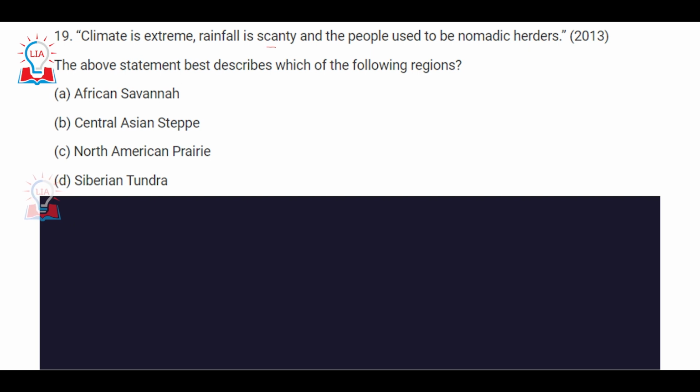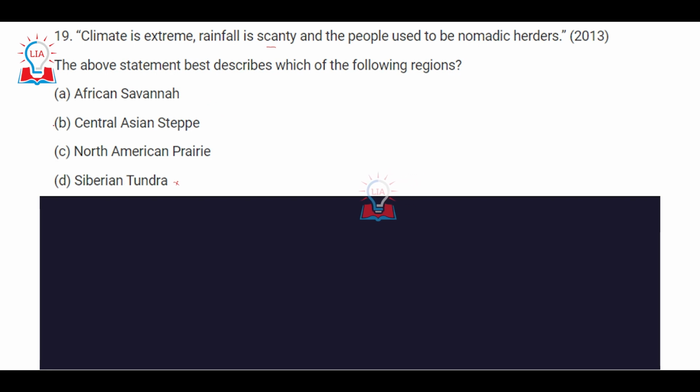Now, our statement best describes which of the following regions? African savanna, Central Asian steppe, North American prairie, or Siberian tundra. So extreme climate. Now, all these are grasslands except Siberian tundra, where we have very small sages and grasses, and temperature is very cold. Rainfall is scanty, and people used to be nomadic herders.